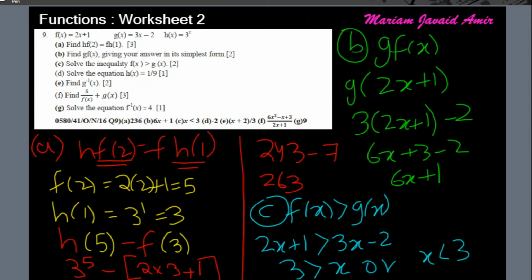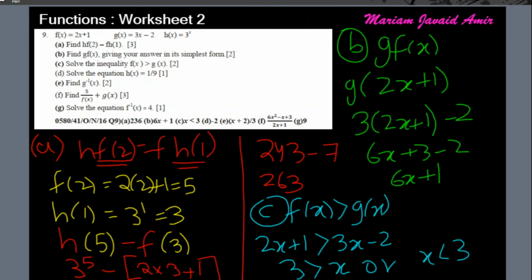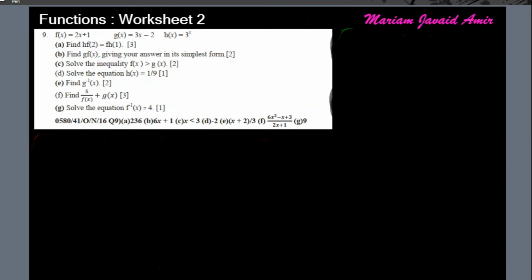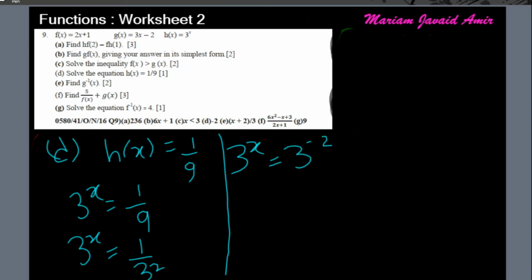Okay. Part D, which says solve the equation h(x) equals 1 by 9. h(x) is 3 power x equals 1 by 9. 1 by 9 is 1 over 3 square, which is actually 3 power x equals 3 power minus 2. So x equals minus 2.